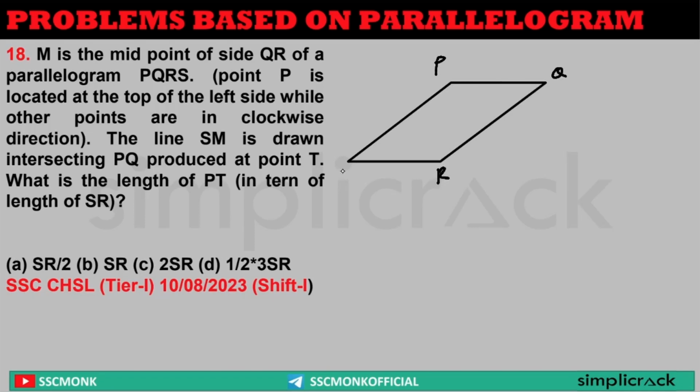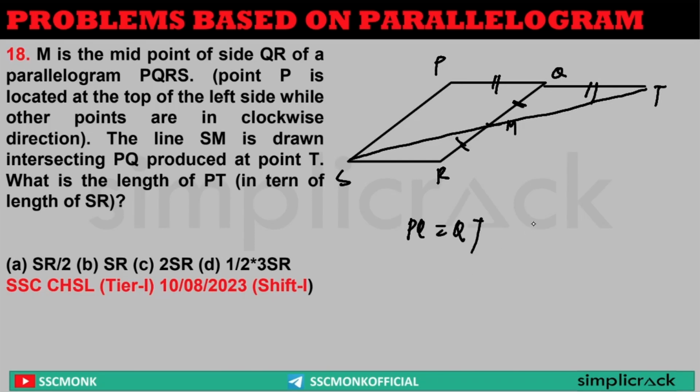PQRS. M is a point on QR, that is the midpoint. When SM is drawn and produced, and PQ is produced, they are meeting at point T. Now see, PS and QR are parallel and M is the midpoint, that means QM is equal to MR, that means PQ is also equal to QT. So here PQ is equal to QT and QM is equal to MR.